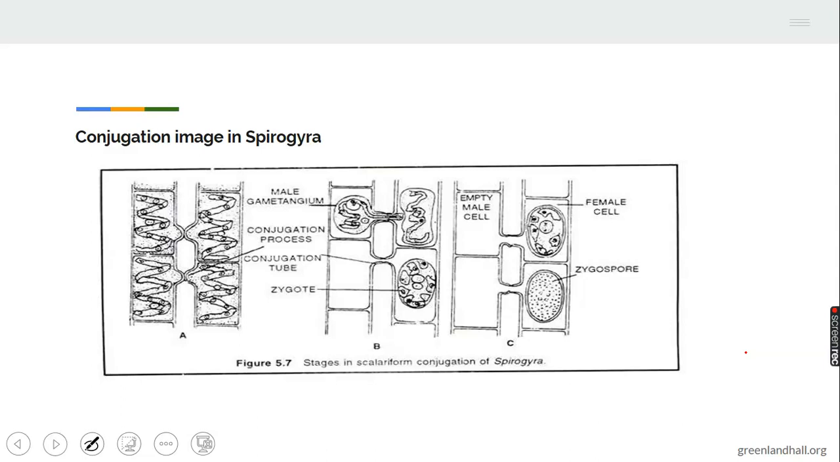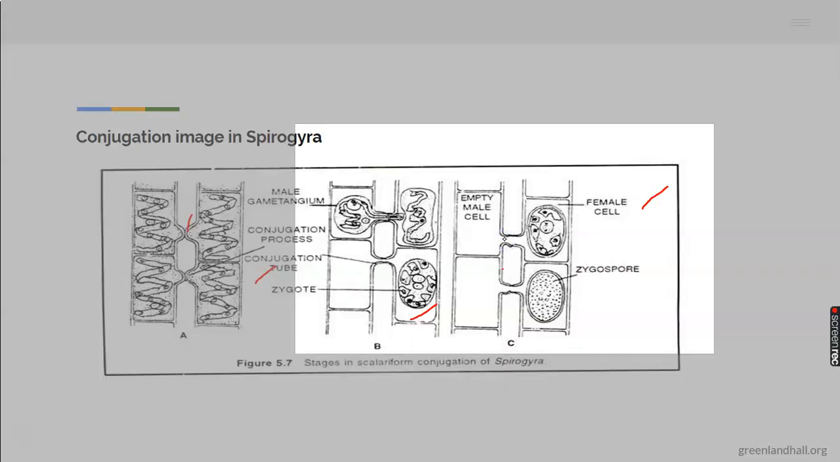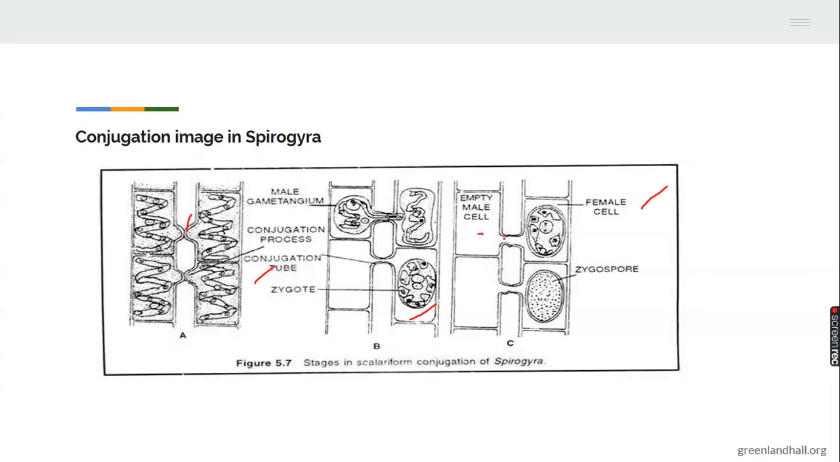Conjugation image in Spirogyra. We can see it. This is the first stage, where the two filaments meet. You can see the conjugation tube fuses together. The zygospore is formed here. This empty cell, after the content has been transferred, forms the male filament here. The male filament fuses with that of the female there, and the new structure, the zygospore, is formed.